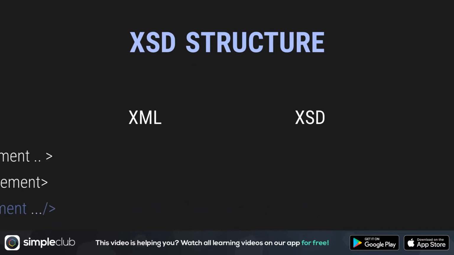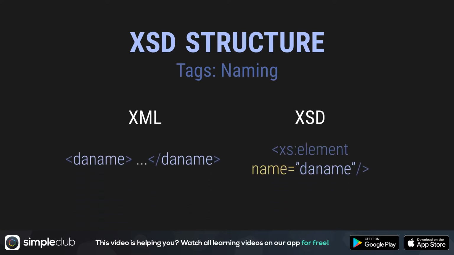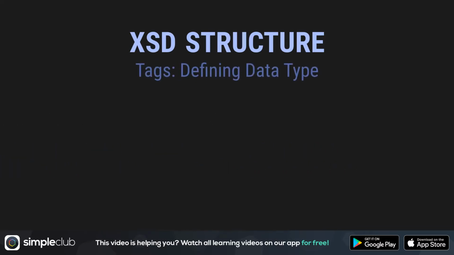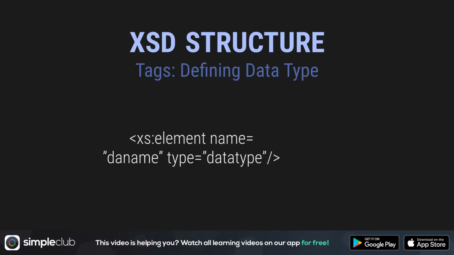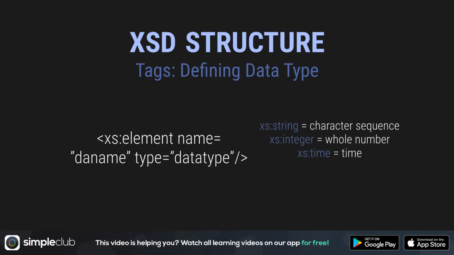Of course, the tag should also have a name too, since tag is kinda lame. We can just enter name as the attribute in element, and now the tag in XML has to have this exact name. We can also define a data type here, and then the value in the tag has to correspond to this data type. All we need to do is enter type as the attribute. In XSD, these include string for character sequences, integer for whole numbers, and time for, well, times. Of course, there's a ton of other ones too.